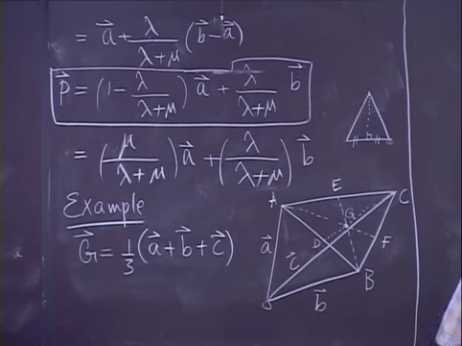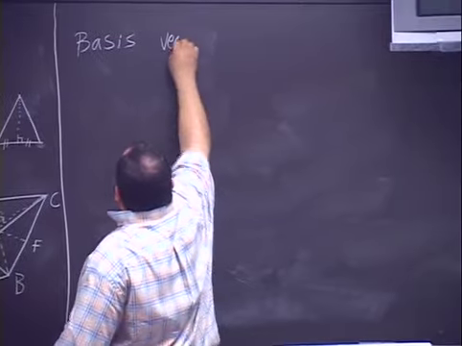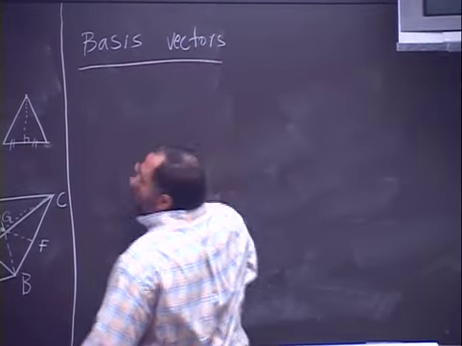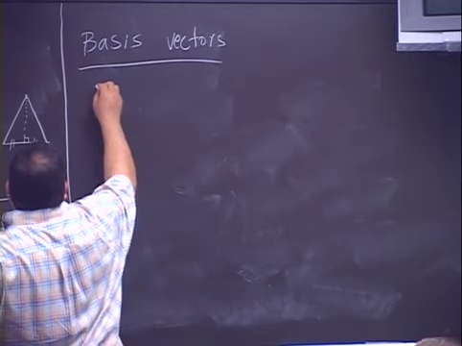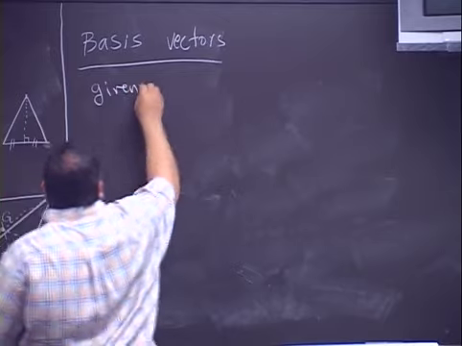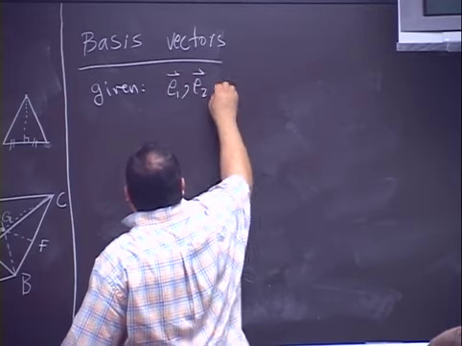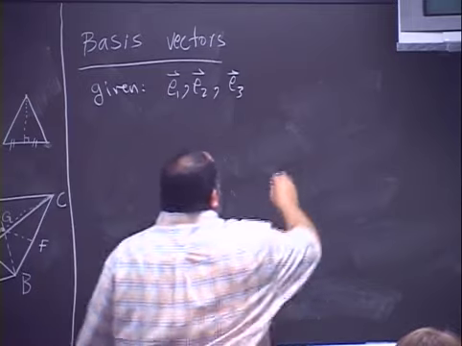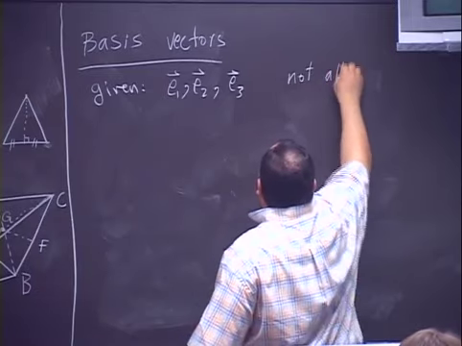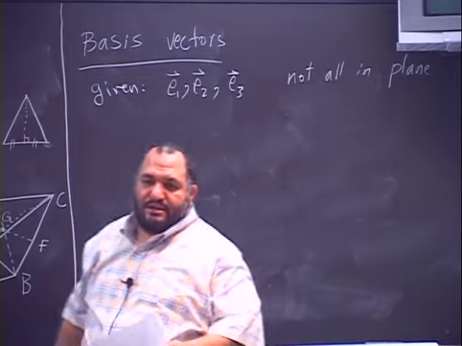And look at vectors, the basis vectors. So if we are given different vectors like E1, E2, E3, which are not all in the plane, those three vectors are not in the same plane, so they are in different planes.